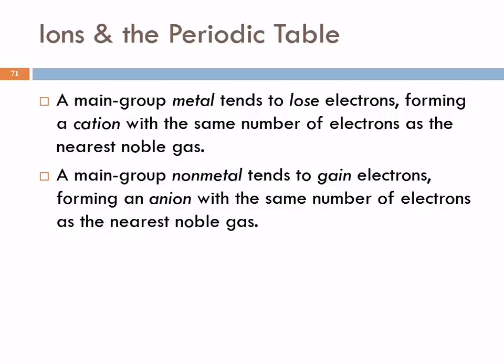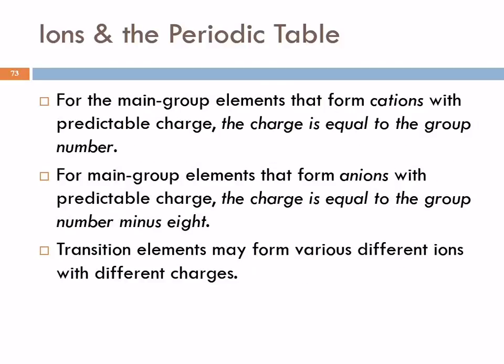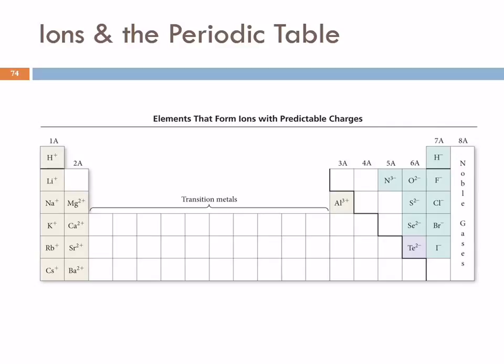Metals tend to lose electrons. The main group metals tend to lose electrons to make a cation, and they're going to lose the same number of electrons as their group number. And the main group nonmetals gain electrons. They gain electrons to make an anion with the same number of electrons as the nearest noble gas. It helps to look at the periodic table for this. Let's just jump to the periodic table.